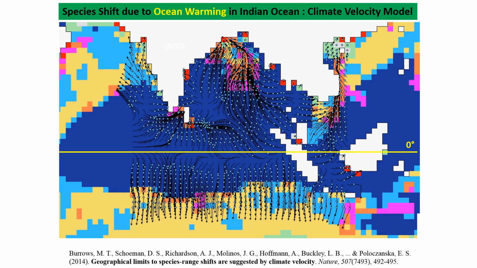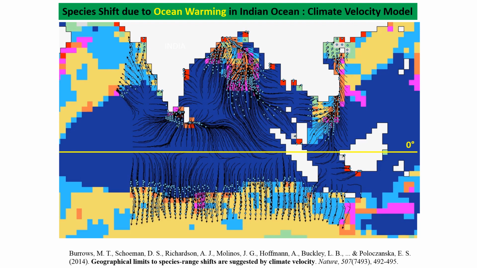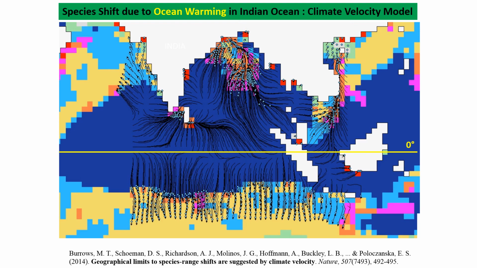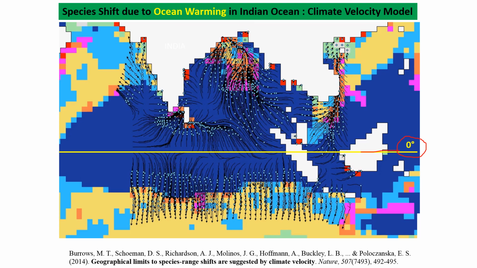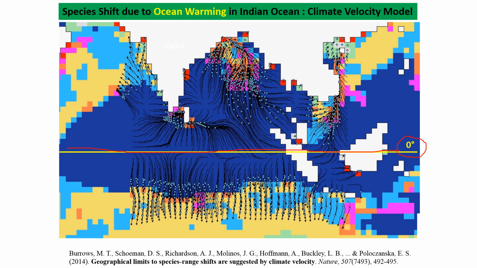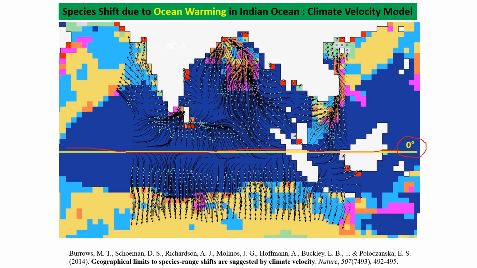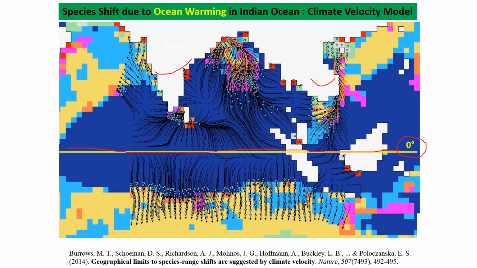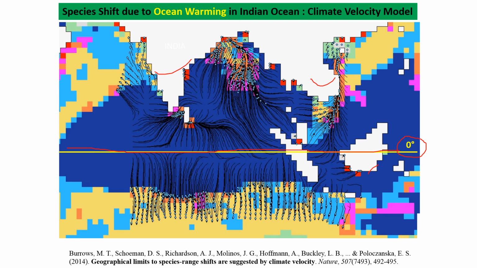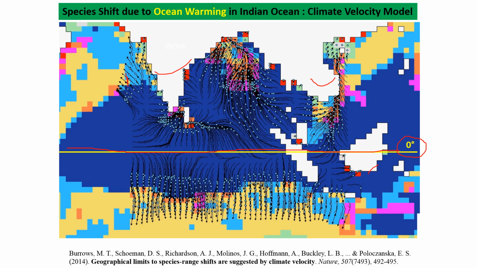Now, if we look at this particular slide, you can see there's a small video that shows the 0 degree latitude. That is the tropical region, where the sunlight is very dominant. So this is the 0 degree latitude. This is India, this is Southeast Asia, this is Australia, and here is Oman. In this video you can see the species shift.